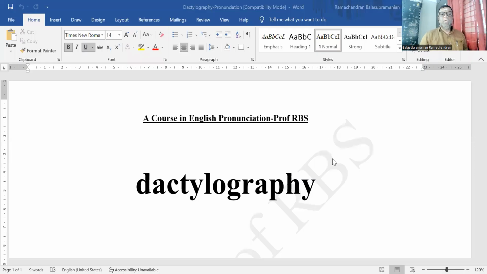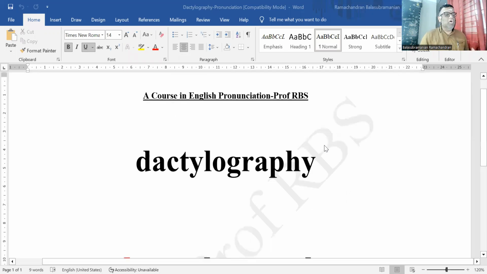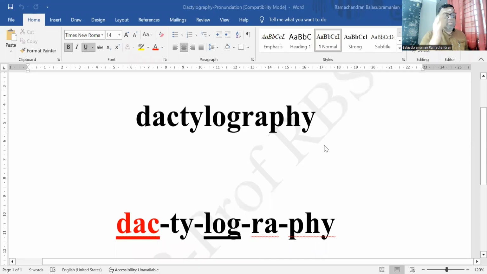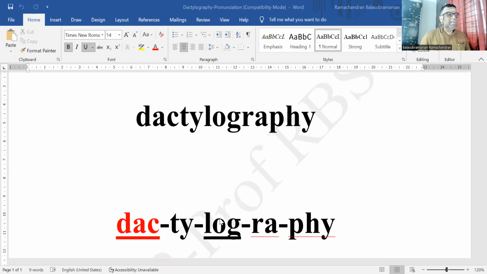Let me share screen. There we are. This is the word for today, and I gave you the pronunciation right now. Let me repeat it again. Dactylography. So there we are, 5 syllables, and there are 2 stress syllables here. The primary stress, that is the syllable which is stressed the most, is the third syllable, dactylography.